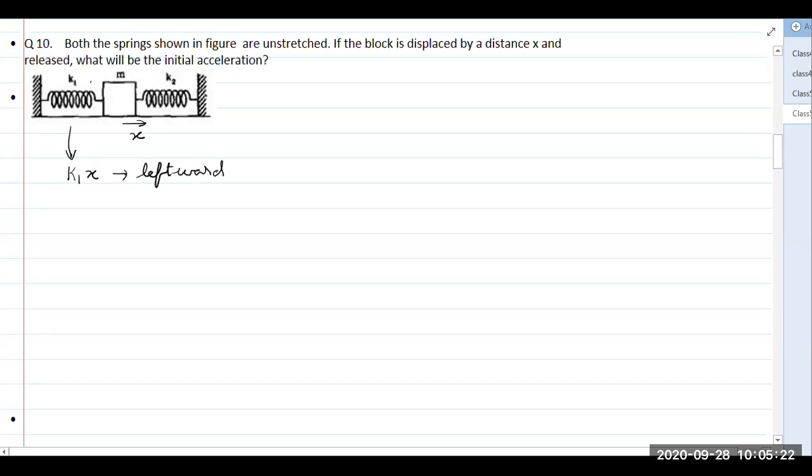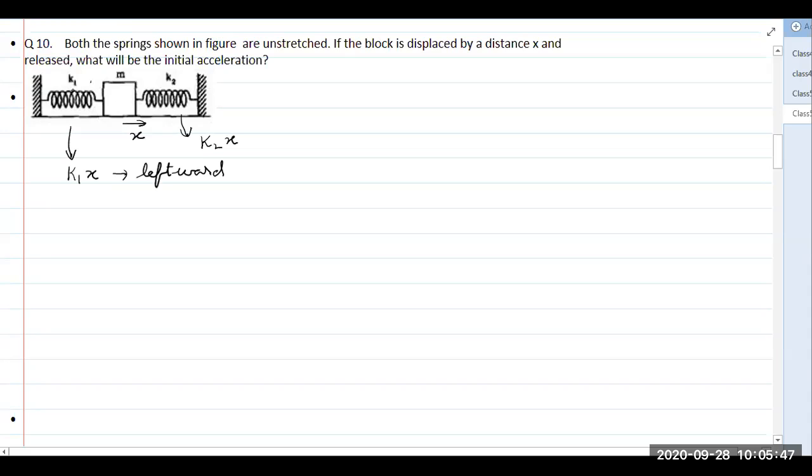And if you see the right spring, the block is going to compress this spring. Initially they were unstretched. So if you displace it, it will compress the spring, and as it compresses the spring, it will exert a force in which direction? Again leftward. So this will also exert a force in the leftward direction.